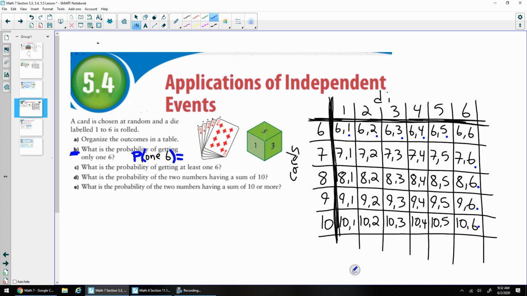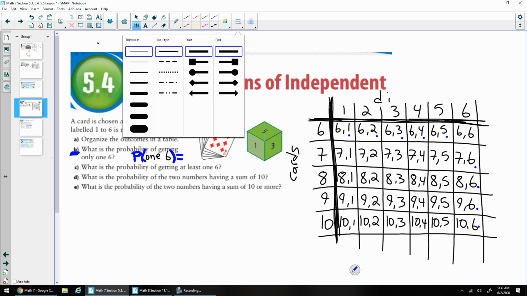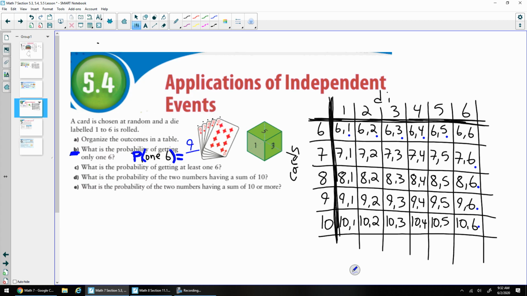And so I have 1, 2, 3, 4, 5, 6, 7, 8, 9 favorable outcomes here. So 9 out of, well, how many total outcomes are there? Well, counting by 6s, 6, 12, 18, 24, 30. Okay, 6 times 5 is 30. So there's 30 possible outcomes, so 9 out of 30. These can both be divided by 3. I can see that. 9 divided by 3 is 3, 30 divided by 3 is 10. So 3 out of 10 chance of getting only 1 6.